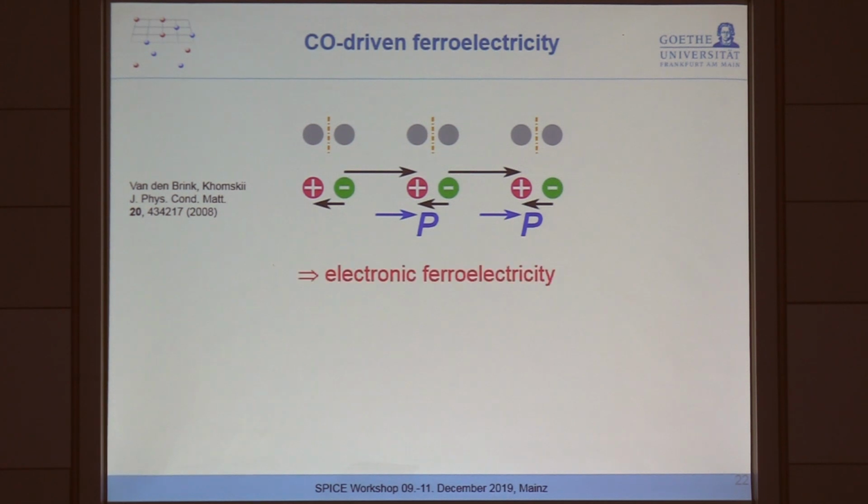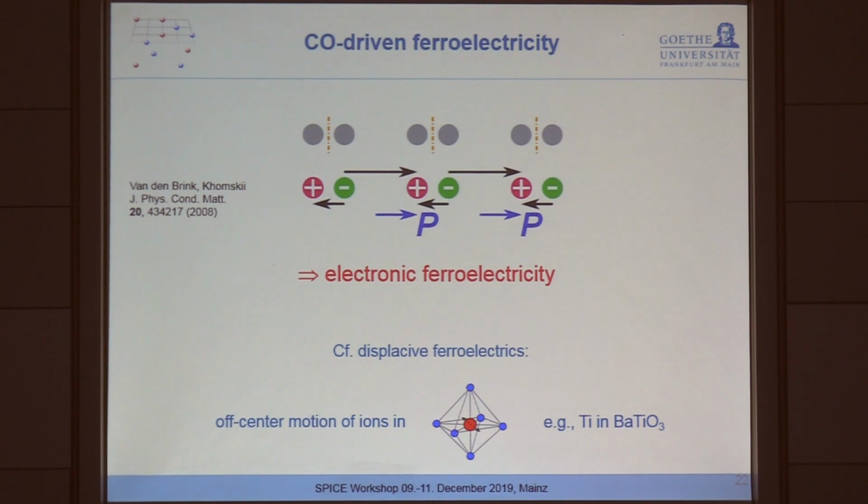Now this is electronic ferroelectricity as opposed to classic displacive ferroelectricity, where, say, the ions are sitting in the driver's seat, and it's the motion of the ions which breaks inversion symmetry and induces ferroelectricity. An example is the off-center motion of titanium in barium titanate.